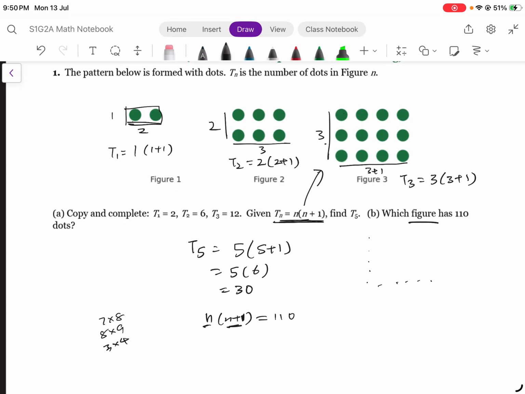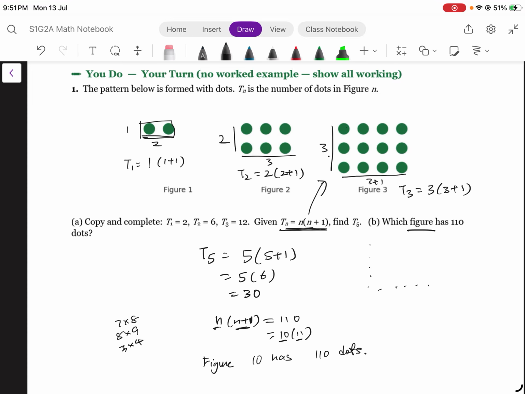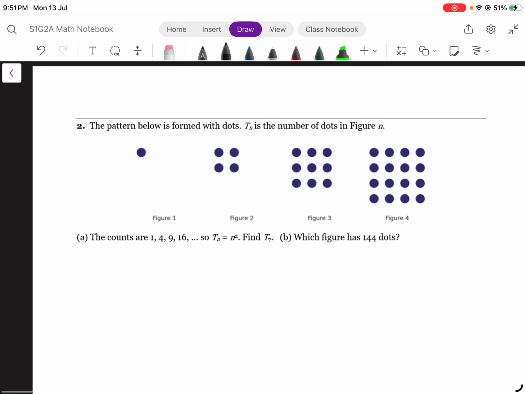Because you all haven't learned quadratic factorization yet, okay, so it's okay. From here, we know that we can separate it into 10 times 11. So n is 10, n plus 1 is 11. So which figure has 110 dots? It is the 10th term. Okay, well, this question is good to know, but don't worry, it rarely comes up for exam.